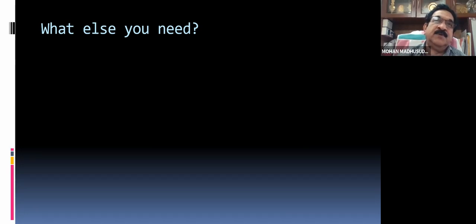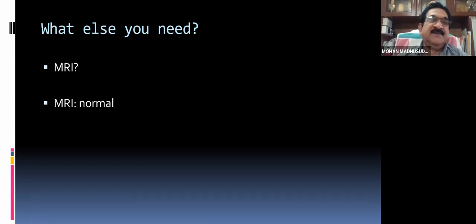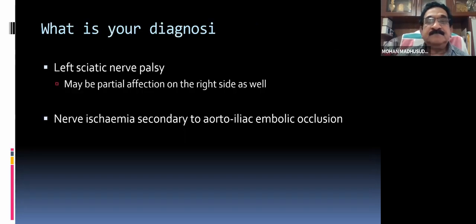Now, what else do you want? MR angio? MR LS spine was done? Angiograms. Okay. CT, this was in your arterial Doppler. We showed monophasic flow in the common femoral, superficial femoral, and anterior tibial arteries. No demonstrable flow noted in the posterior tibial and dorsalis pedis arteries.